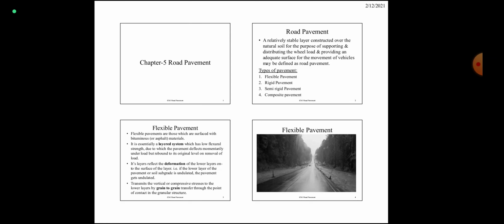Its layers reflect the deformation of the lower layers onto the surface of the layer. That is, if the lower layer of the pavement or soil subgrade is undulated, the pavement gets undulated.